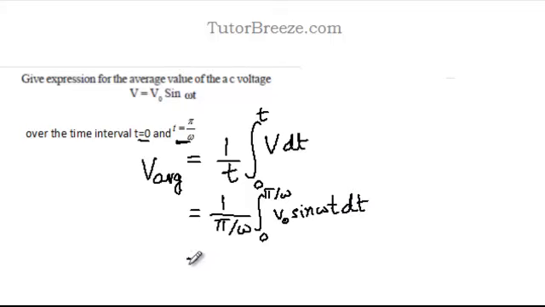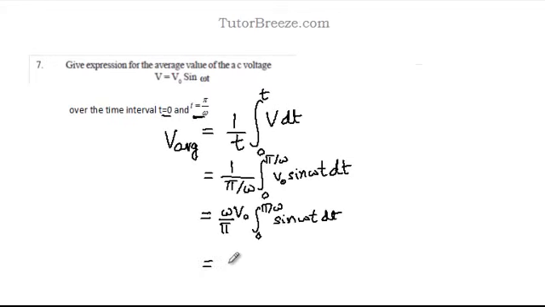Now since V naught is a constant, we'll write this as omega by pi times V naught integral from 0 to pi by omega sine omega t dt. Now you know the integral of sine omega t will be minus cos omega t. So we'll take that minus sign outside over here. So I've put a negative sign, omega V naught by pi, and this is cos omega t by omega, and then we have the limits from 0 to pi by omega.